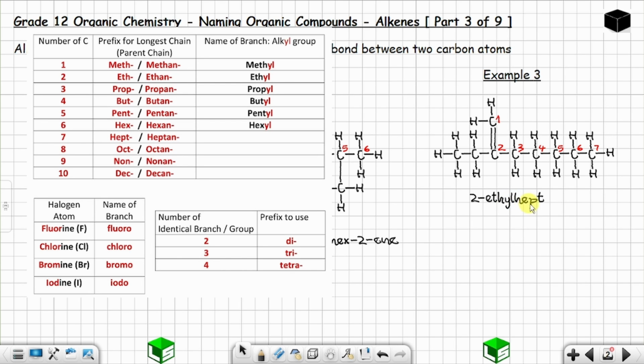Okay, so you are going to use the prefix hept because you have 7 carbon atoms, and you are going to follow by the suffix ene. But before that, you have to locate your double bond. The double bond is on carbon number 1, so you are going to use 1. Remember to put the hyphen between a letter and a number. Now you can follow the suffix ene. Okay, so this is the full name of this organic compound.